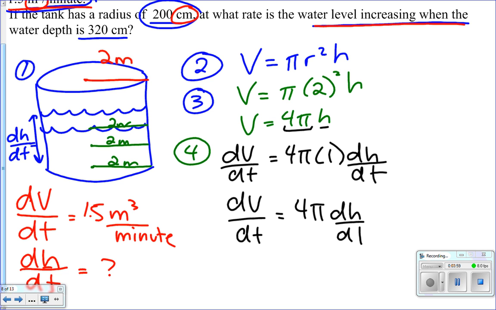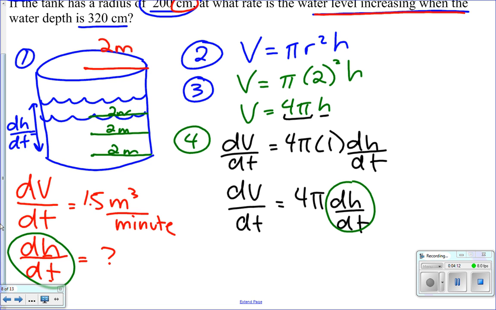So I'm just cleaning this up a little bit. Remember what the question wants you to find. The question wants you to state the rate at which the h value is changing with respect to time. So we're trying to find this expression or that value. Remember, we do know what dV/dt is. They tell you in the question it's increasing at a rate of 1.5 meters cubed per minute. So that's going to go in for dV/dt. We have 4 pi dH/dt. So as you can see here, we are almost there.